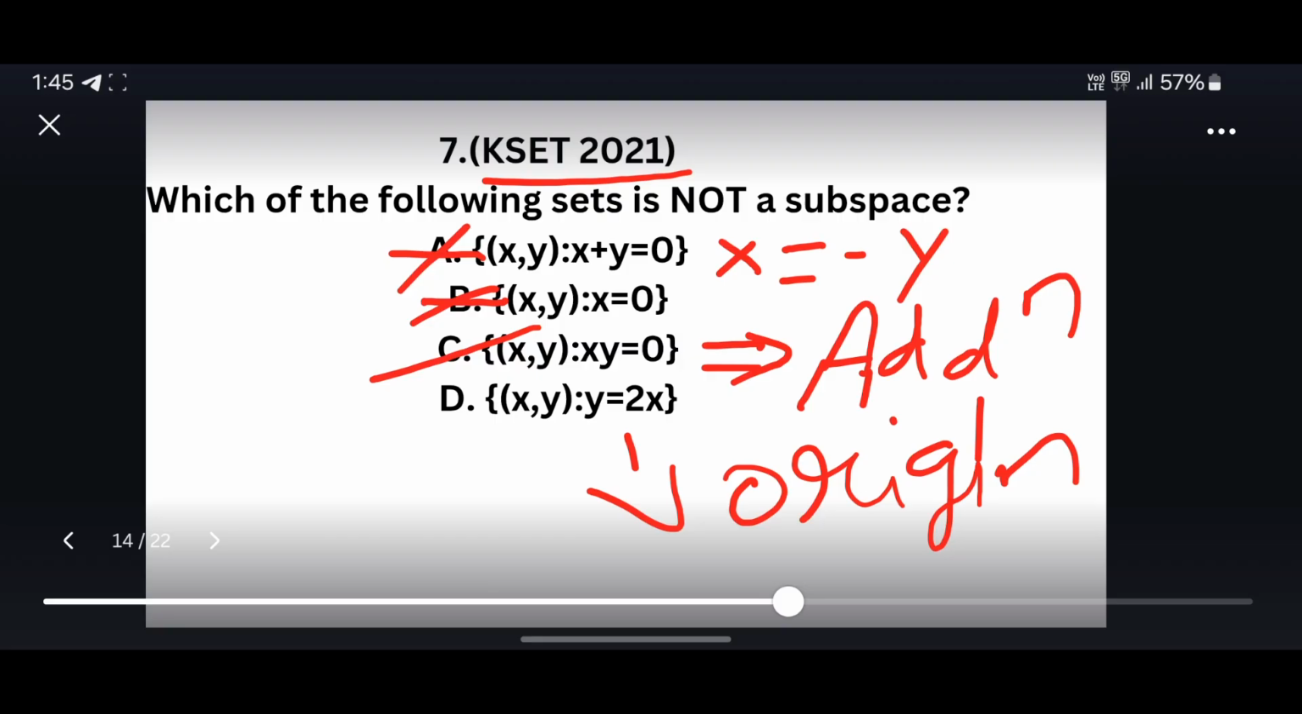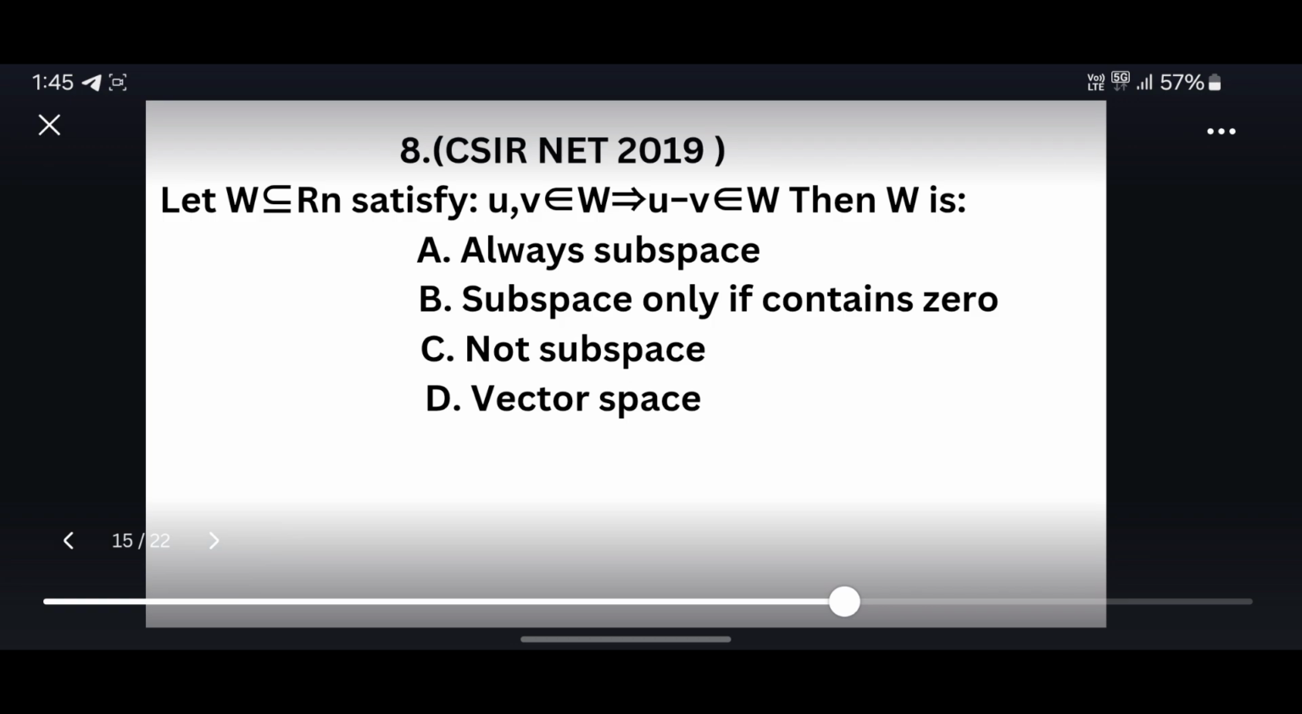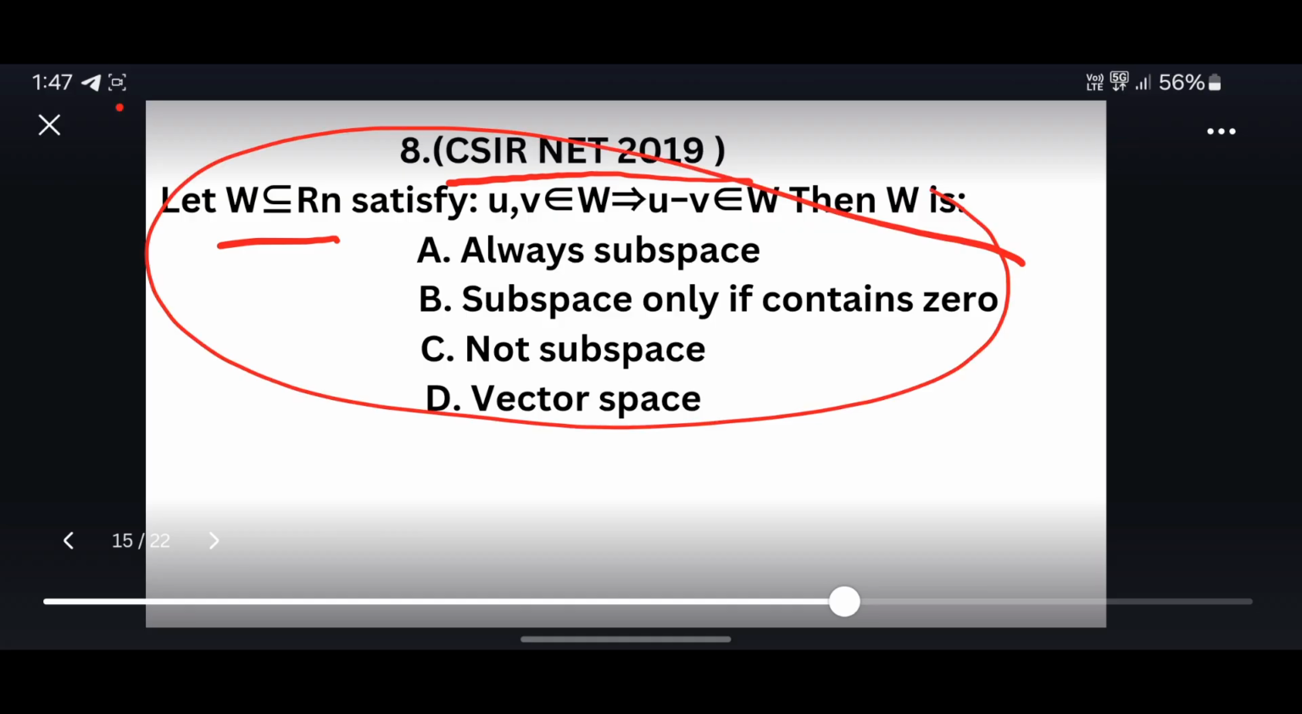So let's see the 8th question. This question was asked in CSIR UGC NET 2019. Let W be a subset of R n satisfying: U, V belongs to W and U minus V belongs to W. Then W is always a subspace, a subspace only if it contains 0, or not a subspace or vector space. So if you understand the subspace topic, please answer this question.